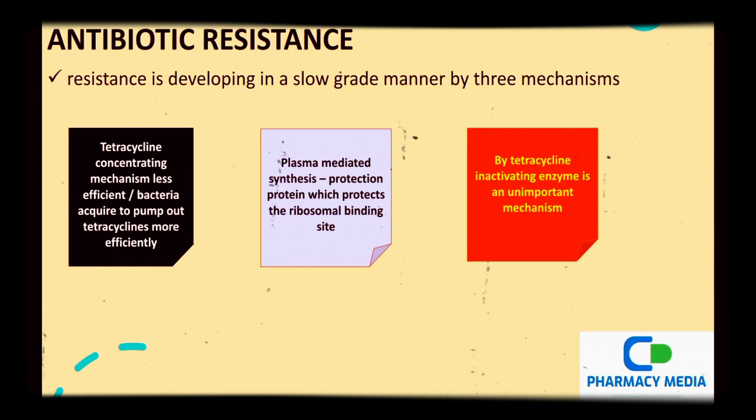Next is plasmid mediated synthesis of a special protein known as a protection protein. It binds to the ribosomal binding site. So even if tetracycline comes and binds to the ribosome, it won't show any action. Why? Because the protection protein has already bound to it. And coming to the other mechanism, the tetracycline inactivating enzyme, which is an unimportant mechanism, many studies and researches are still going on. It basically says that when tetracycline is accumulated in the microbe, this inactivating enzyme comes and inactivates the tetracycline.